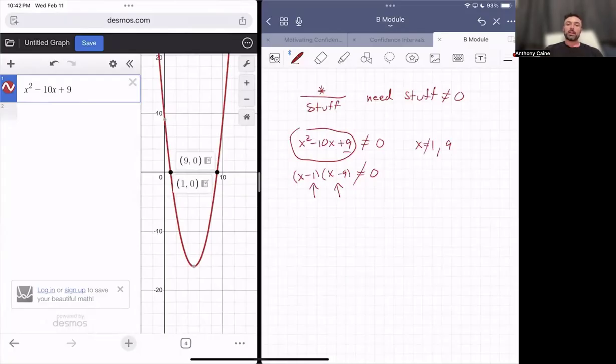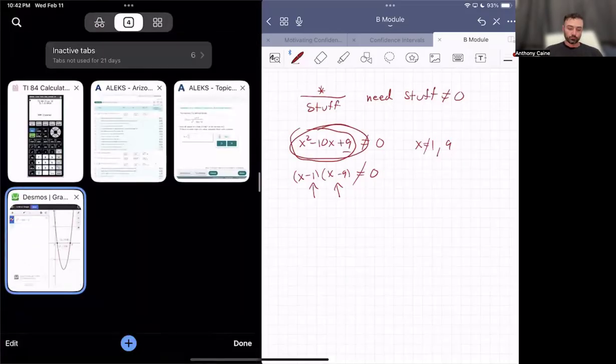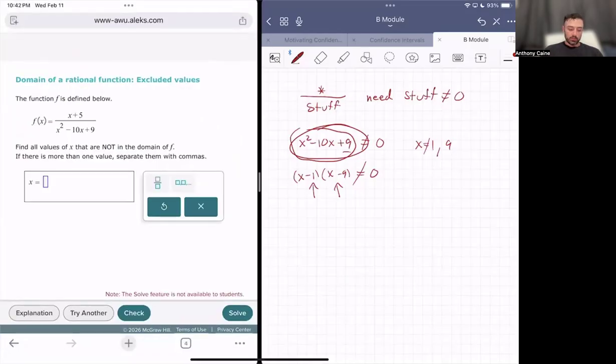So you don't need to know how to factor. You can just put it into Desmos and find when this is equal to 0, and those are your bad spots. So let's try another. Again, the numerator doesn't matter at all. So here I have x squared minus 3x minus 40.